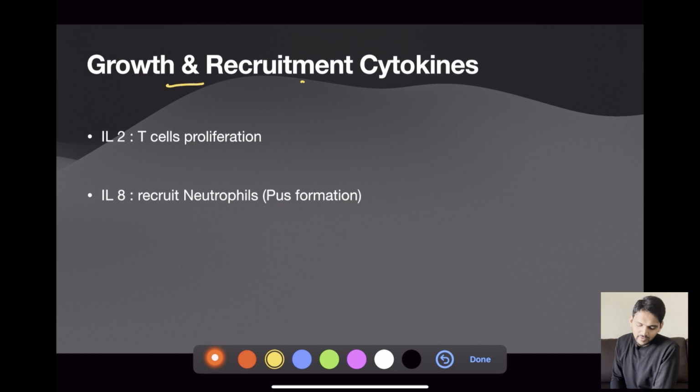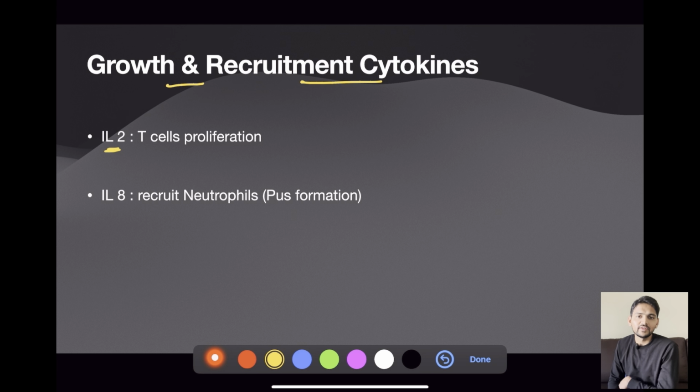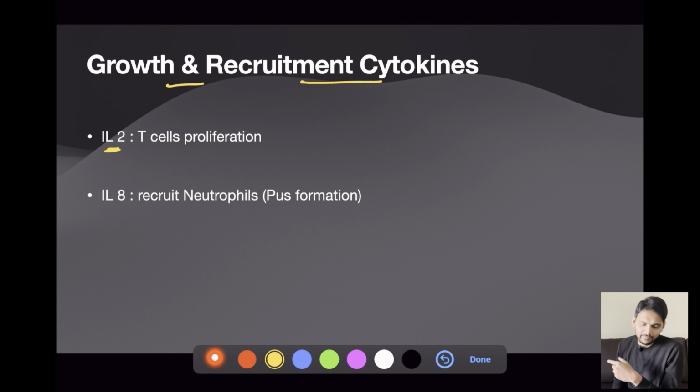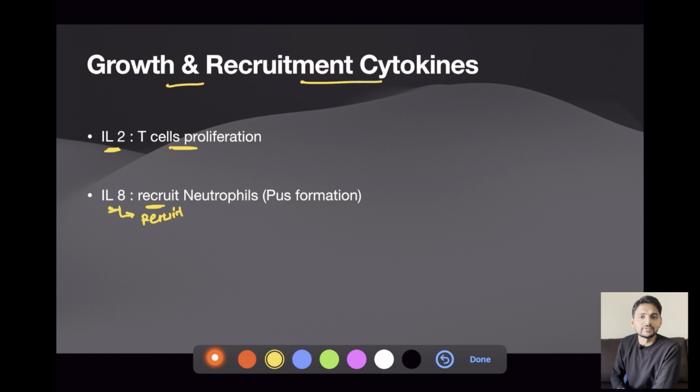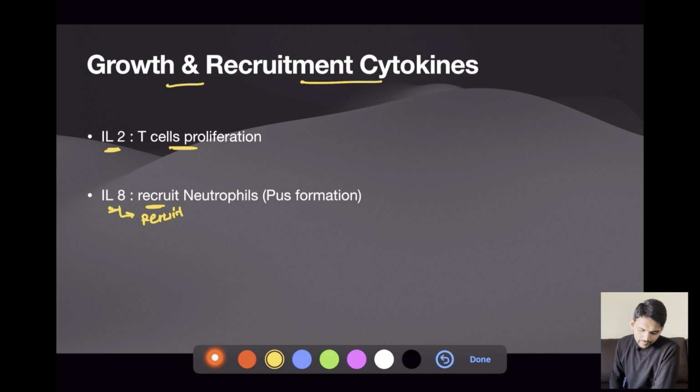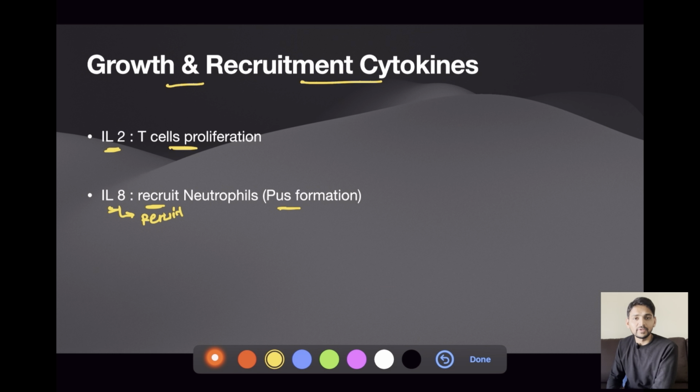Then there are some growth and recruitment cytokines. For example, interleukin 2. 2 in the sense, it will tell the T cells to become 2 from 1. That is nothing but T cell proliferation. Interleukin 8, 8 for recruit. So it will help in recruiting more neutrophils to the site of war. Overall, this will also lead to pus formation.